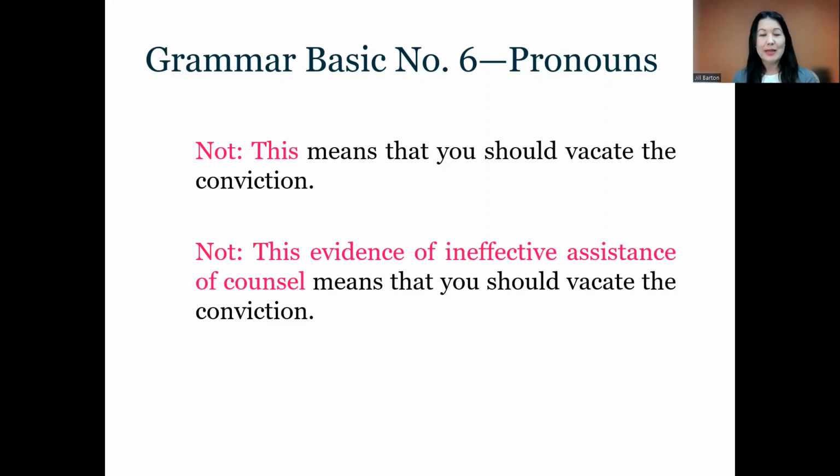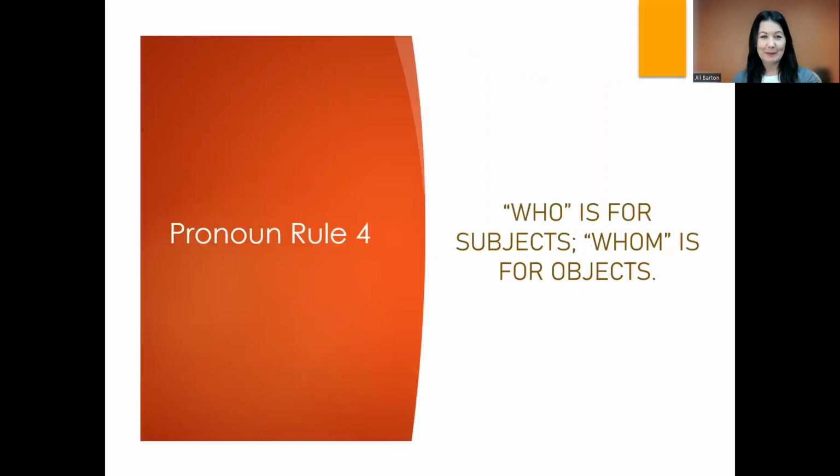When we say "this means something," your reader doesn't necessarily know what you're talking about. You as the writer might know, but try to make it explicit. So for example, "this evidence of ineffective assistance of counsel means." So follow that undefined pronoun word "this" with exactly what you are referring back to. That will make your point better, and it will make you show your work even better, which is always a great thing to do in legal writing.